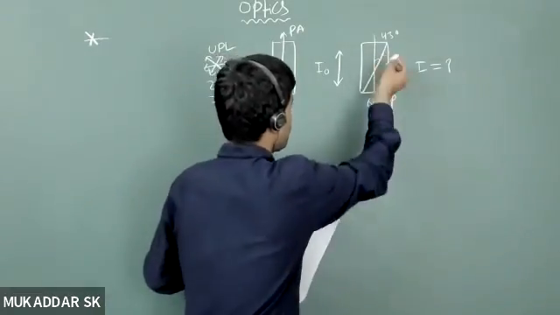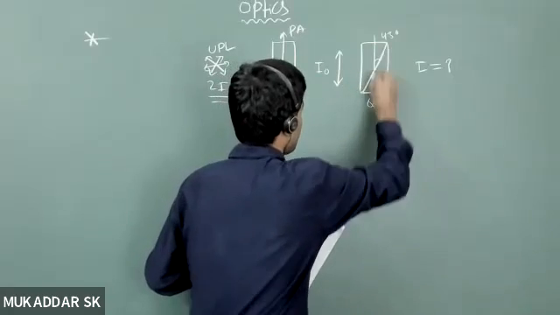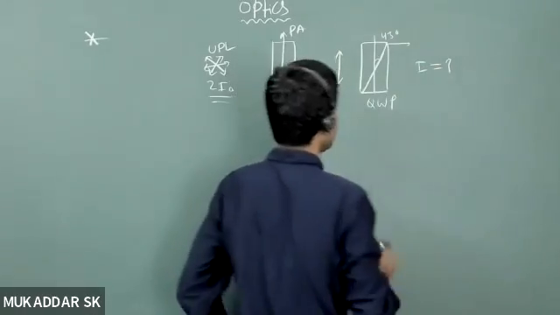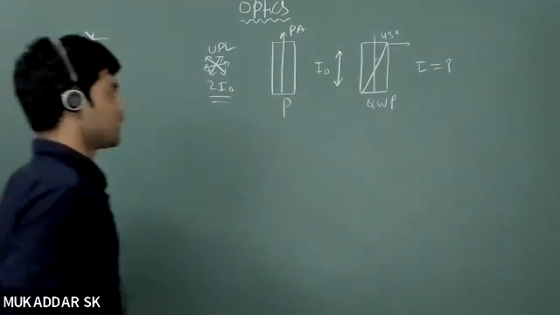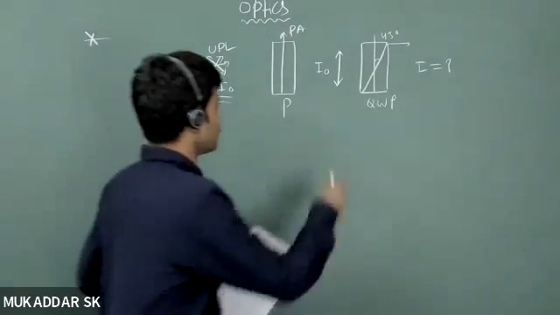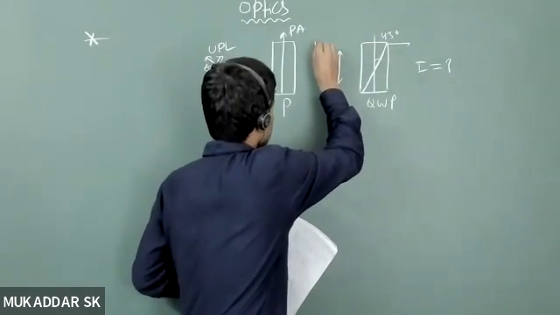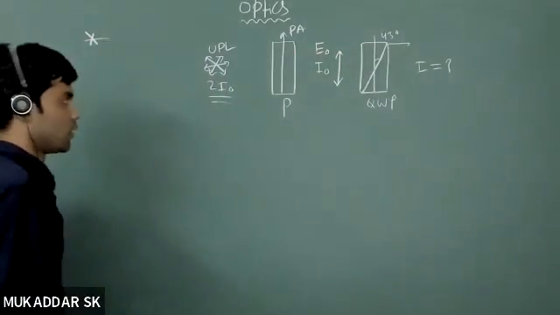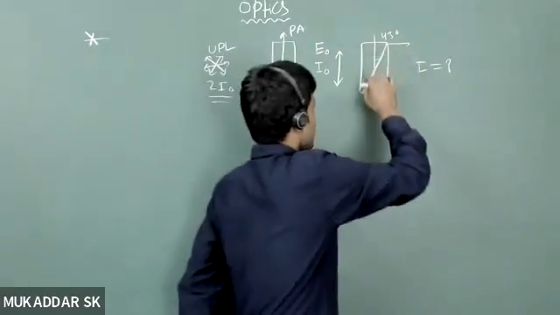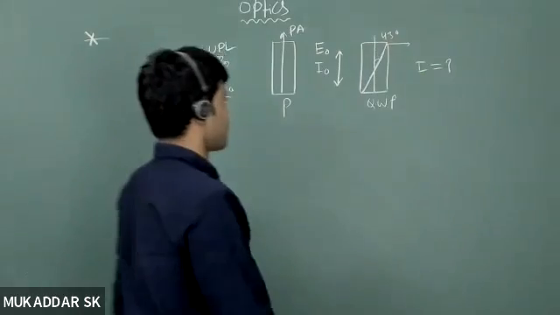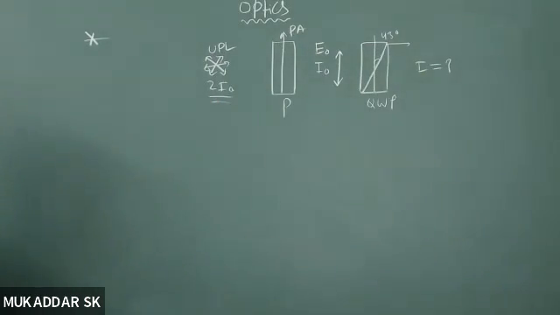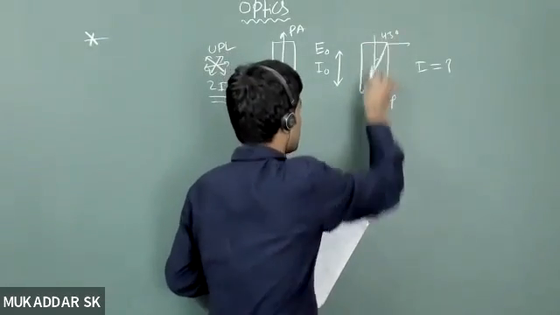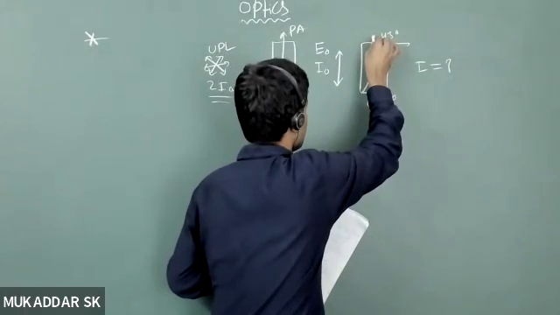Now, when this ray is incident on the quarter wave plate, it will split into two components. One will be parallel to the optic axis. This will be your E ray. Suppose the amplitude of oscillation of the incident ray is E naught.